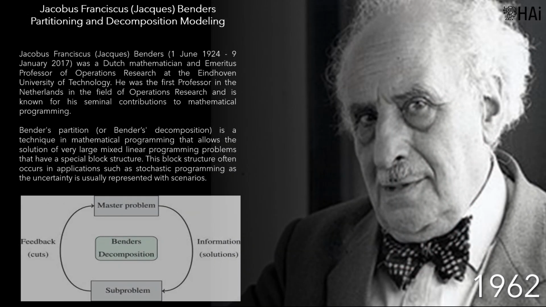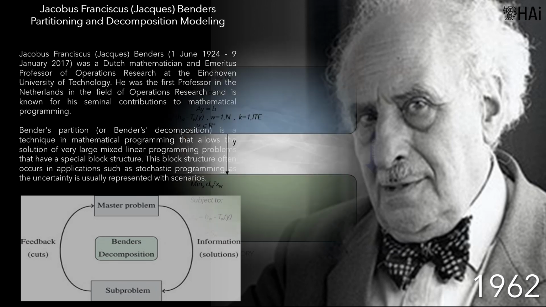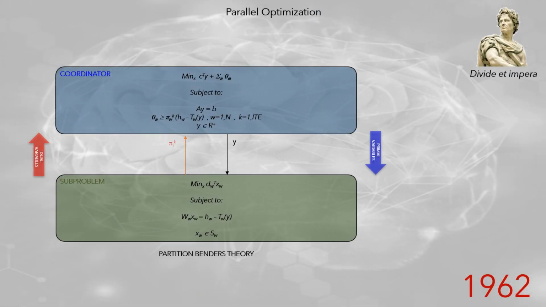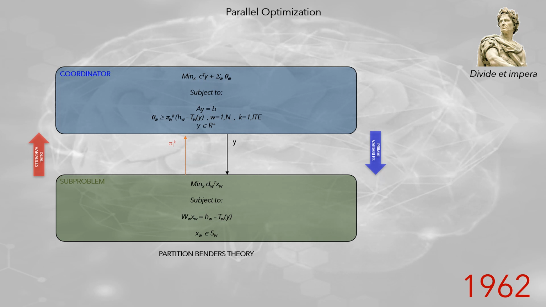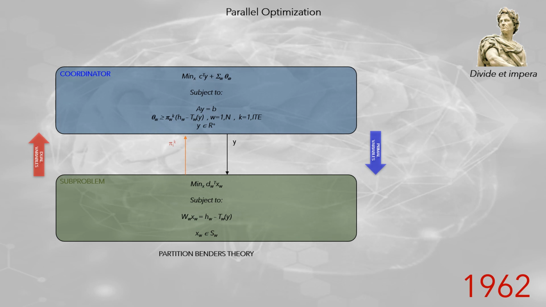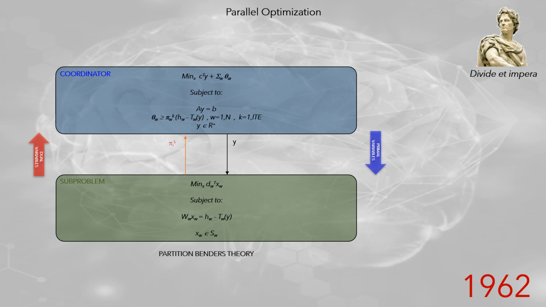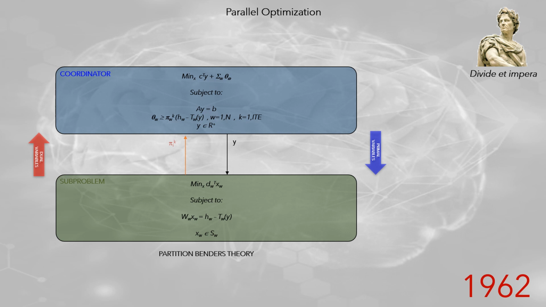In 1962, the Dutch mathematician Jacques Benders publishes his theory of partition that is a transcendental step, not the first, in parallel computing, aimed at solving complex mathematical problems, dividing them into more elementary subproblems. Benders partition, or Benders decomposition, is a technique in mathematical programming that allows the solution of very large mixed linear programming problems that have a special block structure. This block structure often occurs in real applications.